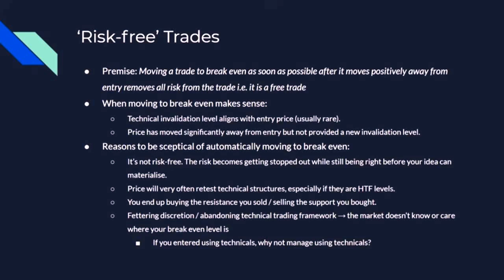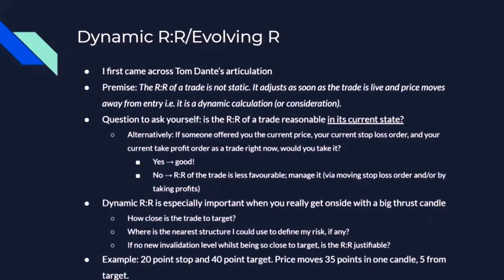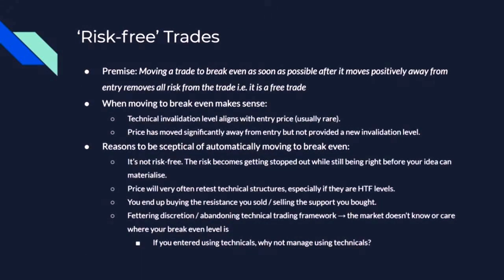Now, the second scenario is where price has moved significantly away from entry, but not provided a new invalidation level. So that could arguably be that example at the bottom of this page here, where your price moves in one candle basically to your take profit order. What do you do? Now, honestly, for my personal trading, in those cases where price gets really close to my take profit, starts showing signs of reversal, and I've got nowhere to define my risk and nowhere to move my stop, I'll usually just cut the trade.